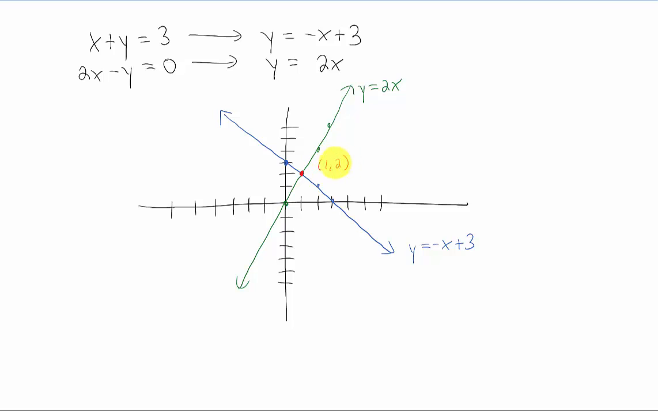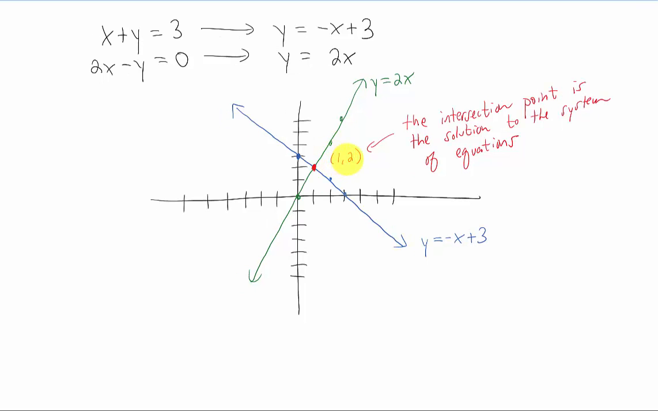Hey, (1, 2) was the solution to this system of equations in the first place, wasn't it? The intersection point of these two lines is the solution to the system of equations. That's because the intersection point is the only point that falls on both lines. And this concept is the main point of this video.